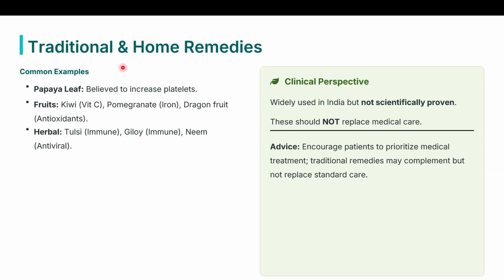Traditional home remedies are commonly used in the subcontinent, in India, where papaya leaves are believed to increase platelets, but no studies support these findings. Papaya leaf can, in fact, exacerbate gastritis, so it is predominantly avoided. Fruits such as kiwi, pomegranate, and dragon fruit have antioxidants that can reduce inflammation. Tulsi, giloy, and neem have antiviral properties and can also decrease inflammation. But all these are not scientifically proven, so take them with a pinch of salt.